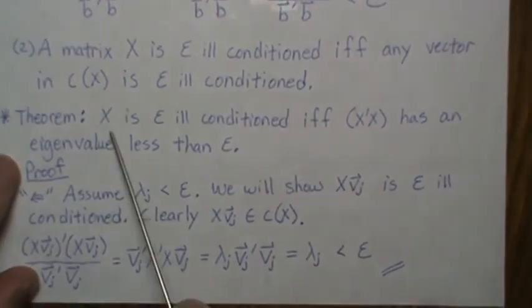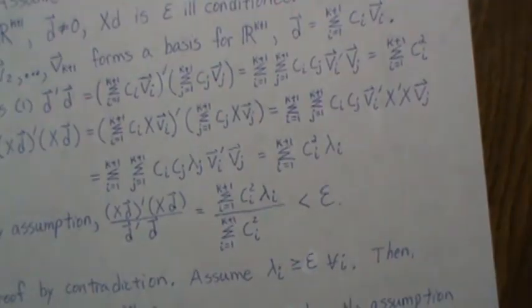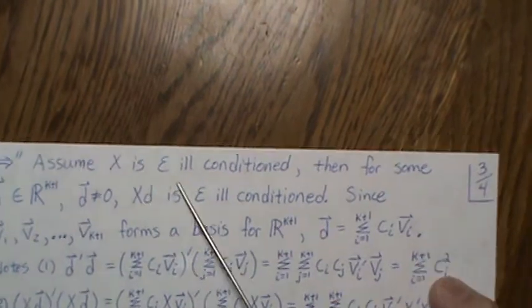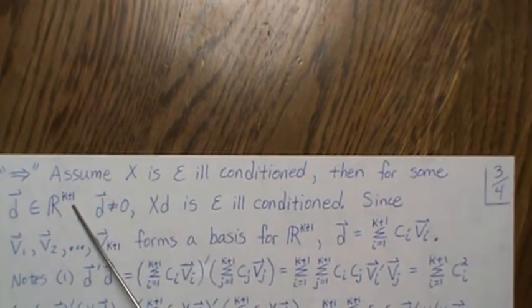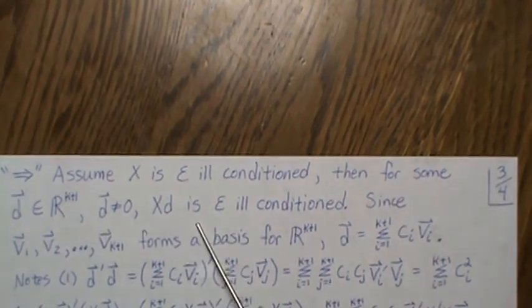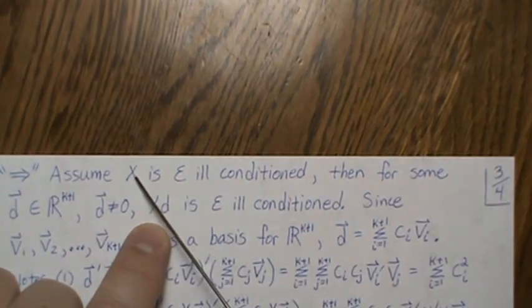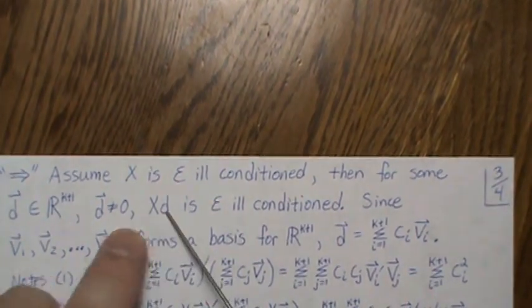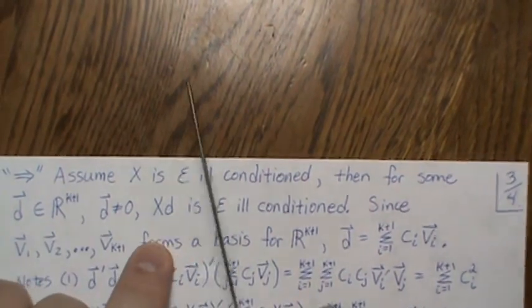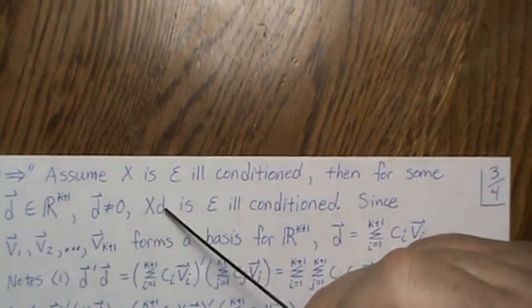Now next we'll assume that X is ill-conditioned and show that X transpose X has an eigenvalue less than lambda. So let's assume that X is ill-conditioned. Then for some vector in K plus 1 space, XD is ill-conditioned, right? So we have to take a linear combination of the X's. That creates a vector in that column space. So there exists a D, right? That's K plus 1. And it's K plus 1 because to do that multiplication, there's K plus 1 columns. And so we're going to assume it's ill-conditioned.